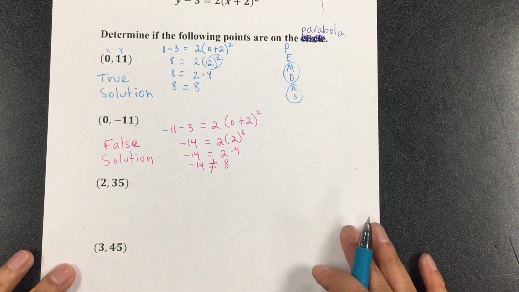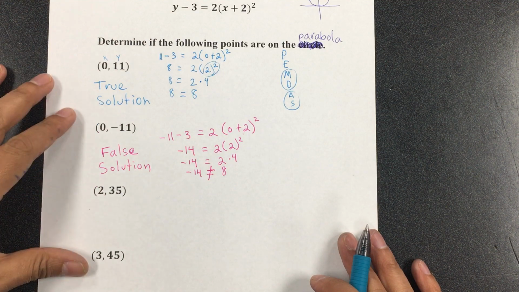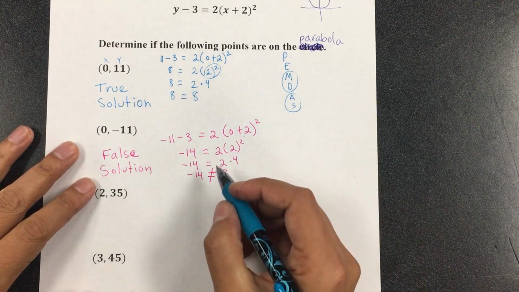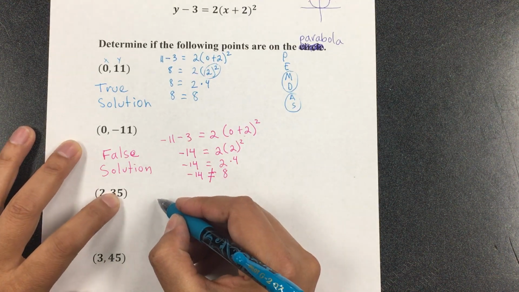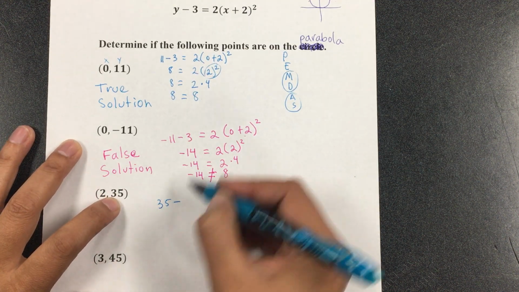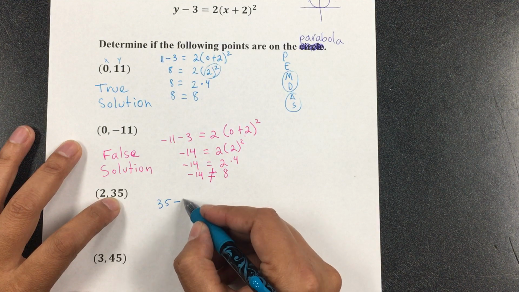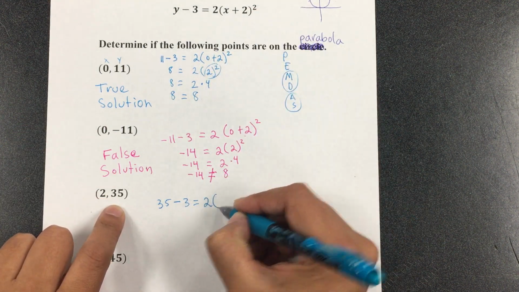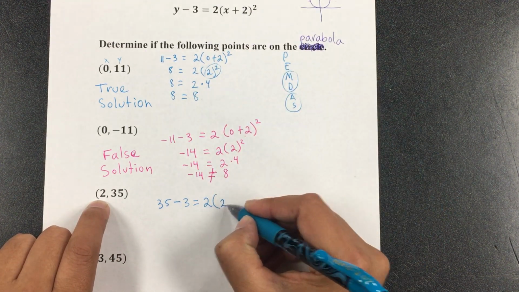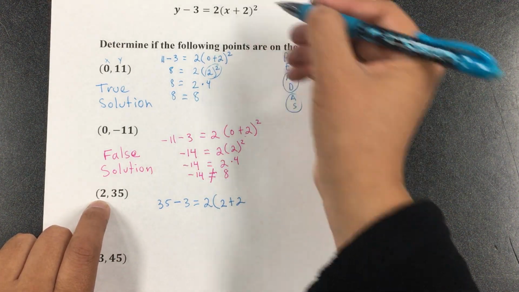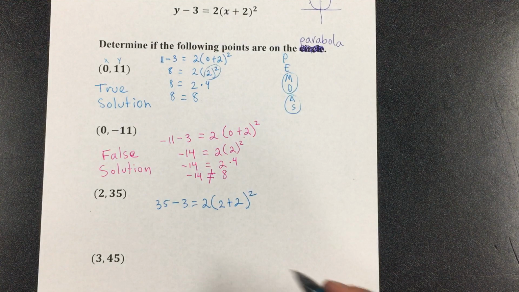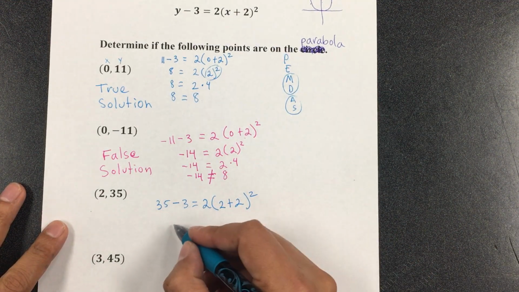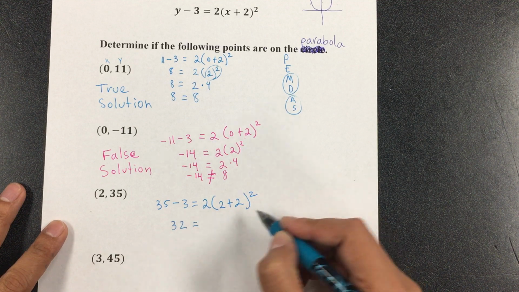And we're going to do another one. Let me see if I can zoom out. Well, actually, we can see it here. So we have y is 35 minus 3 from the formula or equation equals 2 times x, which is 2, plus 2 from here, square. So now from there it is just simplifying with PEMDAS. So 35 minus 3 is 32.